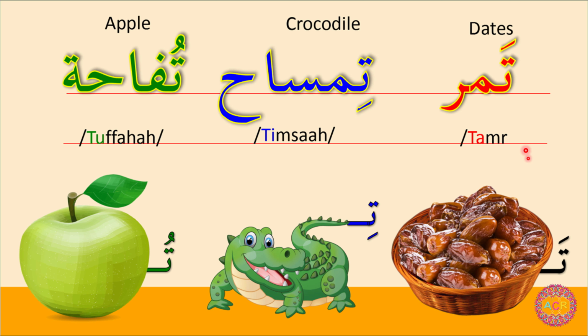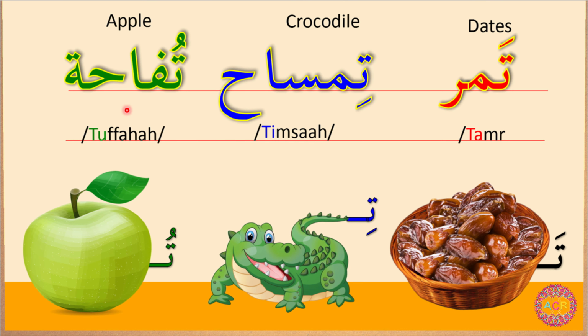Ta as in tamr, dates. Ti as in timsah, crocodile. Tu as in tuffaha, apple. Tamr, timsah, tuffaha.